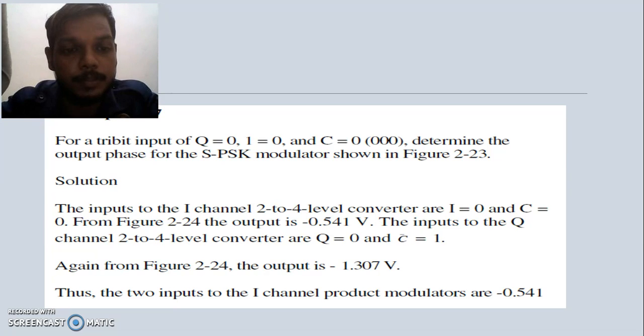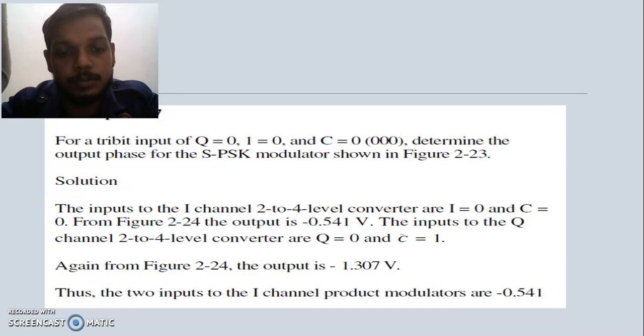Next is the example. That's an example question for the 8PSK modulator. For a tribit input of Q equals 0, I equals 0 and C equals 0, determine the output phase for the 8PSK modulator shown in the figure. Solution: the inputs to the I channel 2 to 4 level converter are I equals 0 and C equals 0.